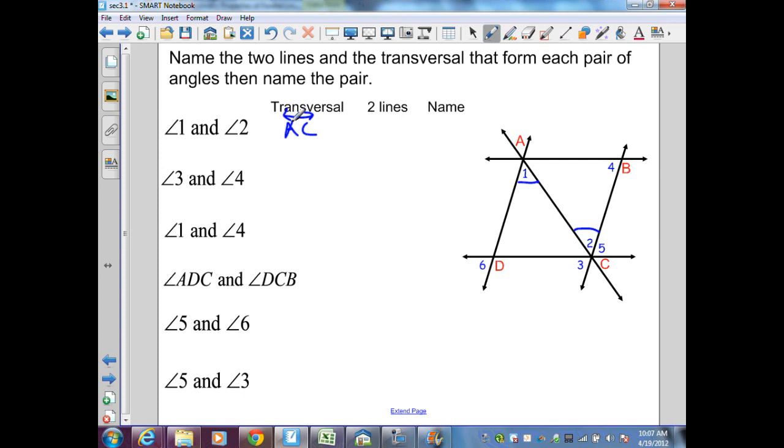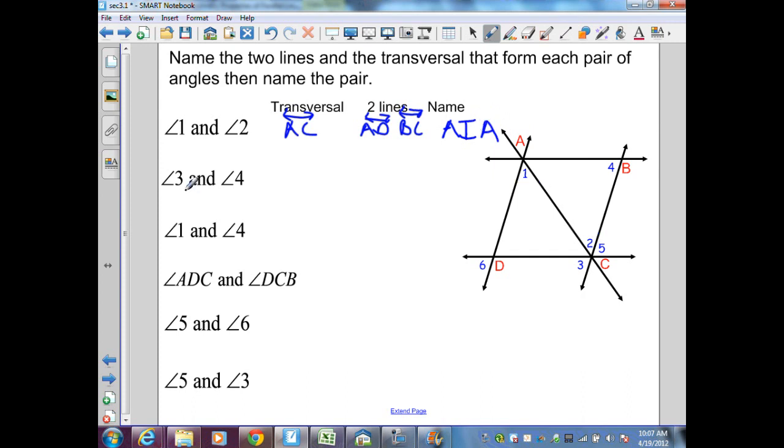The 2 other lines that help form angle 1 and 2 are line AD and BC. Now we want to identify the type of angle. They are on opposite sides of the transversal, and they're in between AD and BC. Therefore, they are known as alternate interior angles.